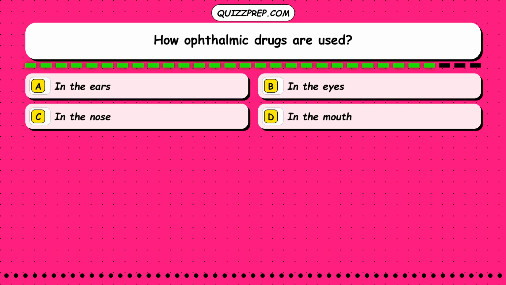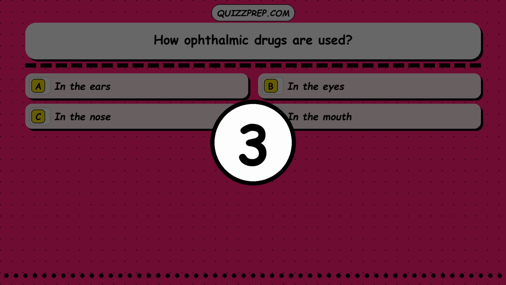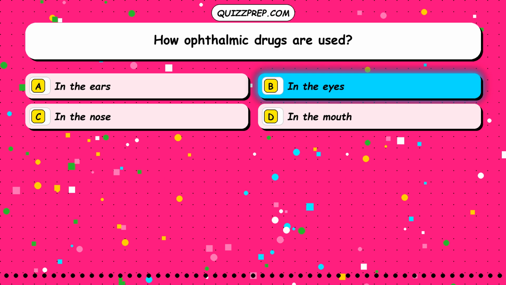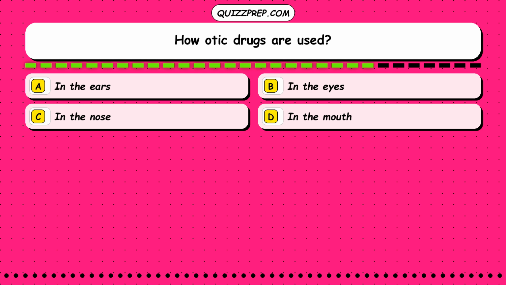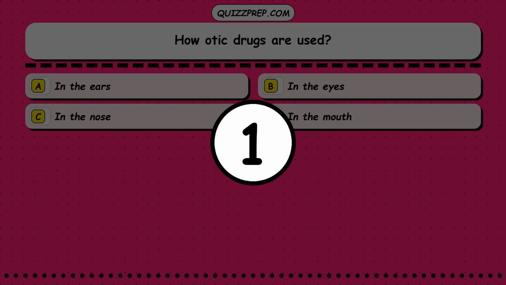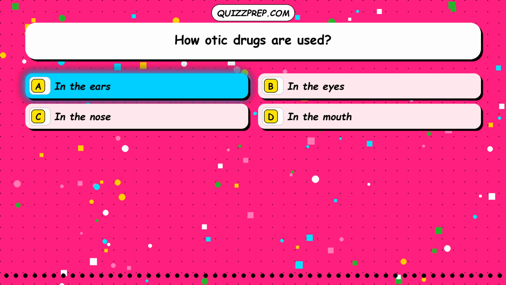Question 183. How are ophthalmic drugs used? Option A, in the ears. Option B, in the eyes. Option C, in the nose. Option D, in the mouth. The correct answer is option B, in the eyes. Question 184. How are otic drugs used? Option A, in the ears. Option B, in the eyes. Option C, in the nose. Option D, in the mouth. The correct answer is option A, in the ears.